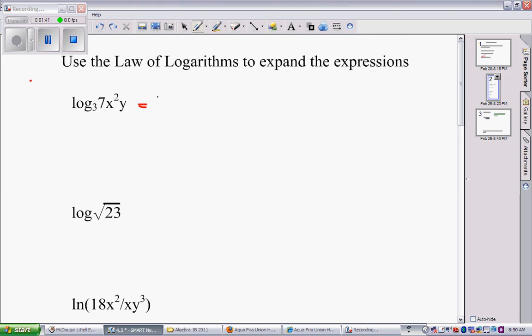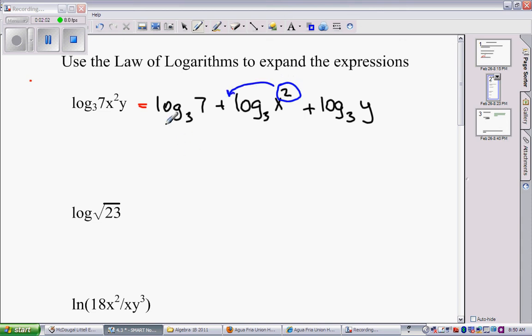So we will have log base 3 of 7 plus log base 3 of x squared plus log base 3 of y. We can't have exponents in the log, so we're going to move the 2 to the coefficient. So you get log base 3 of 7 plus 2 log base 3 of x plus log base 3 of y.